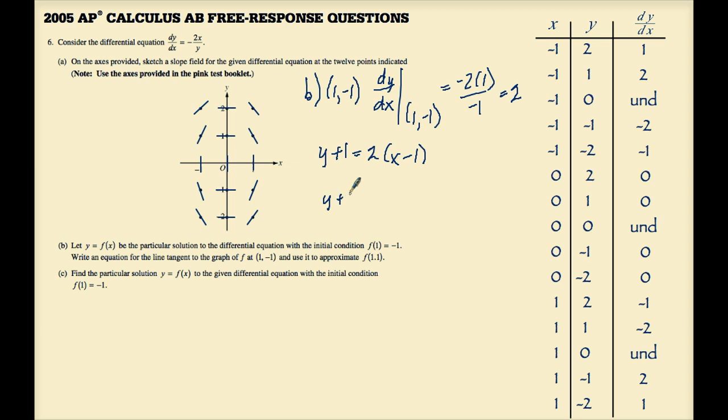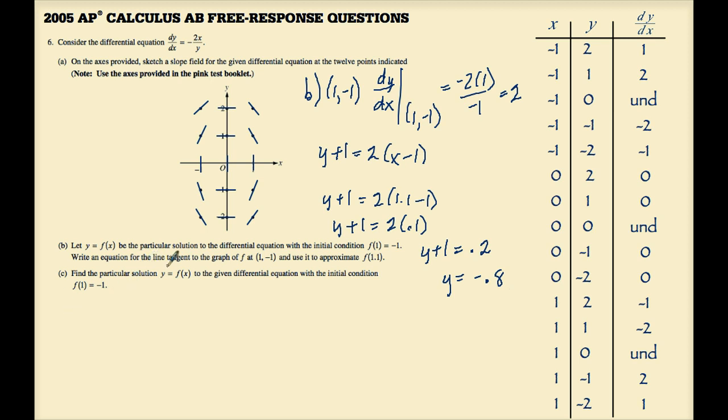y plus 1 is equal to 2 times 1.1 minus 1. y plus 1 is equal to 2 times 0.1. y plus 1 then is equal to 0.2, which means that y is equal to negative 0.8. And that is the second answer for letter B. Now let's look at letter C.